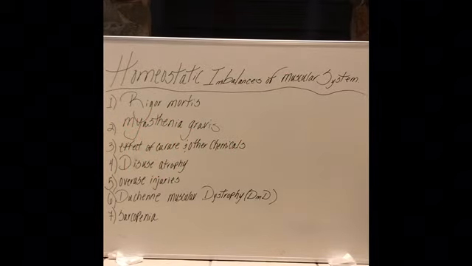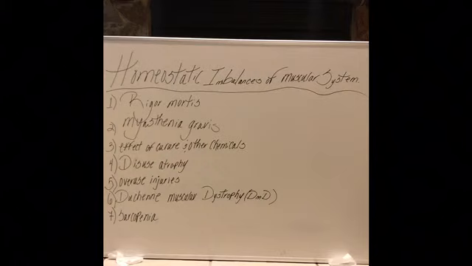Homeostatic imbalances of the muscular system. Rigor mortis is when you are dead and have no ATP left within your body. Myasthenia gravis is when muscles are weak and eyelids are droopy. Effect of curare and other chemicals. This comes from plants and blocks acetylcholine receptors.